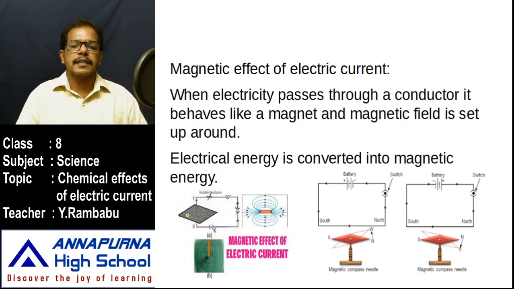Who conducted this experiment? Oersted. And with this experiment, he proved a current carrying conductor behaves like a magnet. That means electricity and magnetism are interlinked with each other. And by using the same concept, we perform another activity.